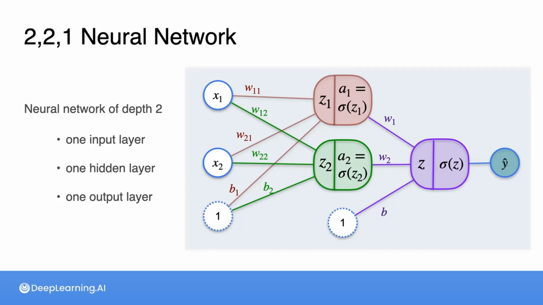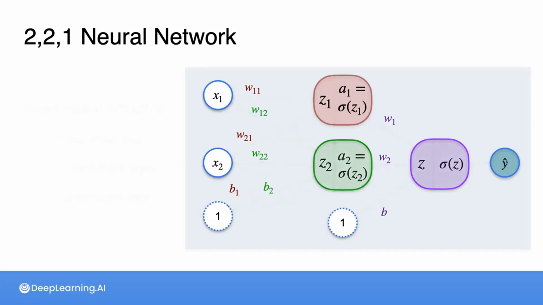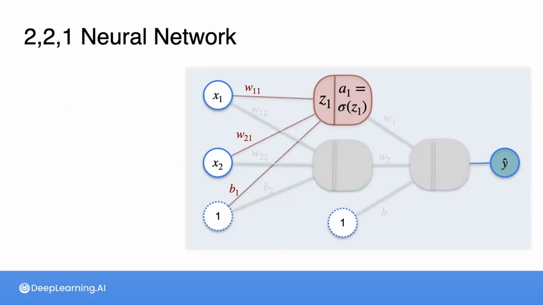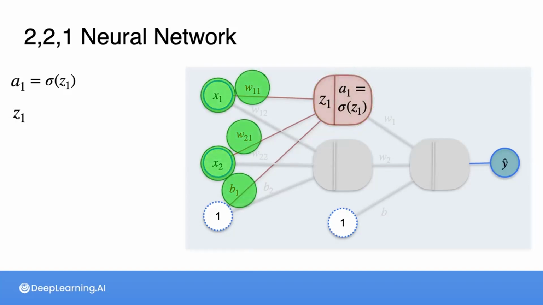Let's study the inner workings of the red node in our hidden layer. So, focusing on this node alone, we've established that A1, its output, is given by the sigmoid of Z1, and Z1 is given by the usual combination of weights and inputs and the bias. So X1W11 plus X2W21 plus B1.